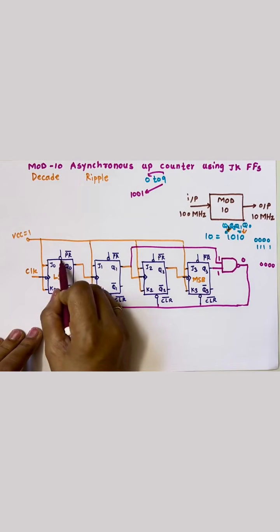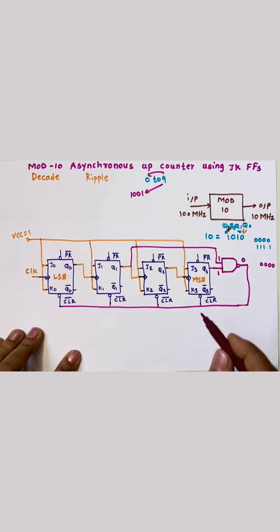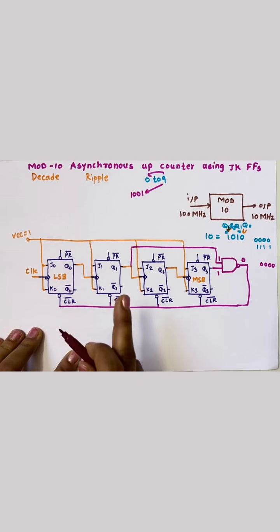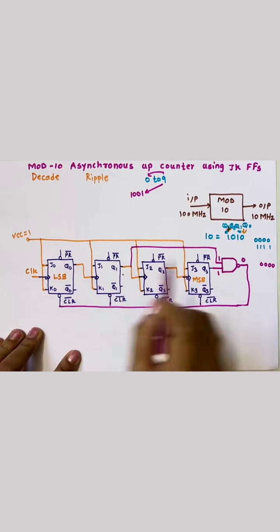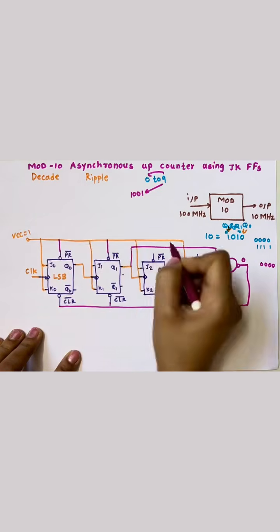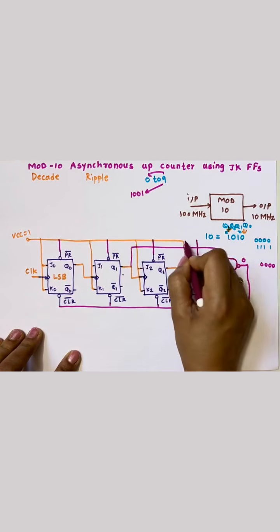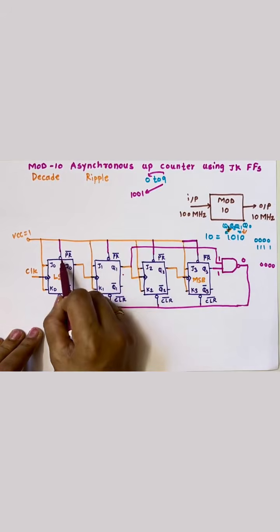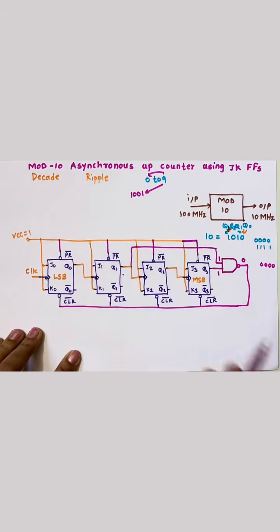Now, let's understand what to do with preset. The job of preset is to set the output to 1 and the job of clear is to set the output of the flip-flop to 0. Here we don't want to set the output of flip-flops to 1, so we will not use them. In a few videos, you may see they are not even shown. But they are available in flip-flops, so you can connect them to VCC. They are active low and they are receiving 1, which means they will never act.